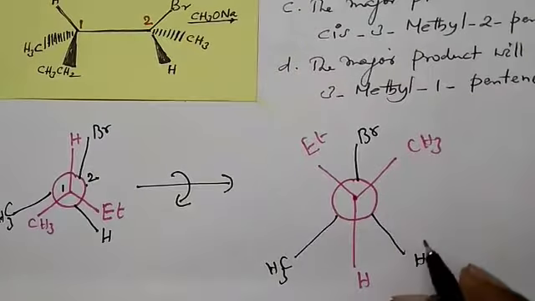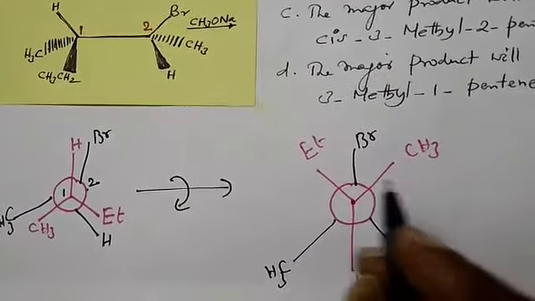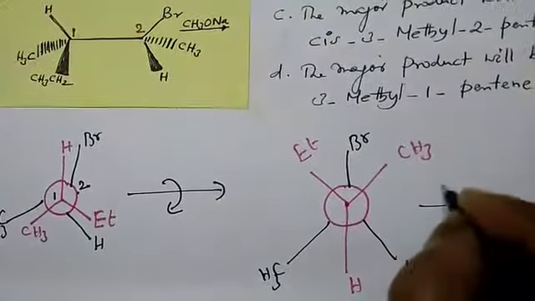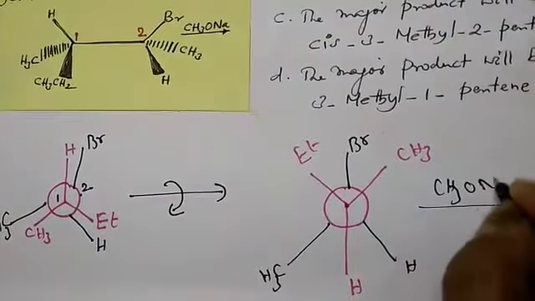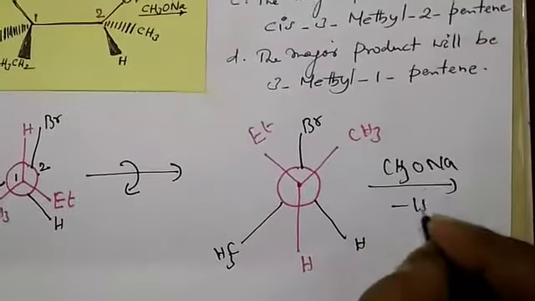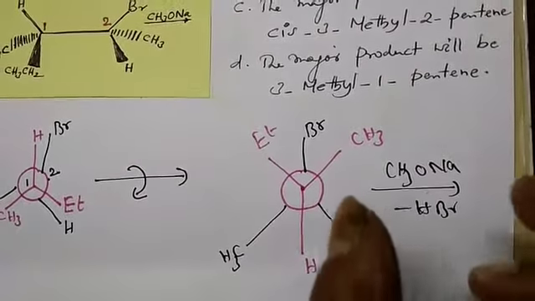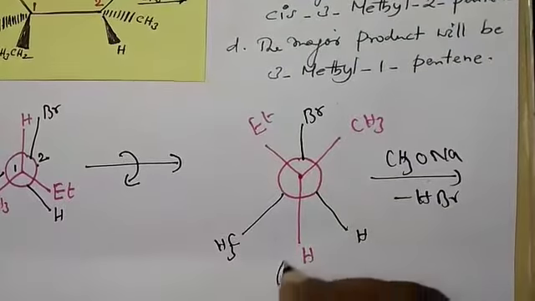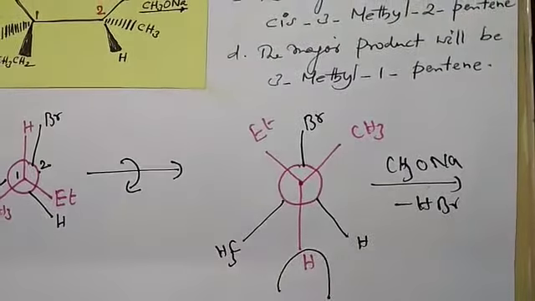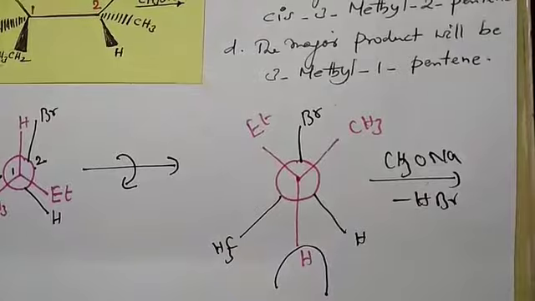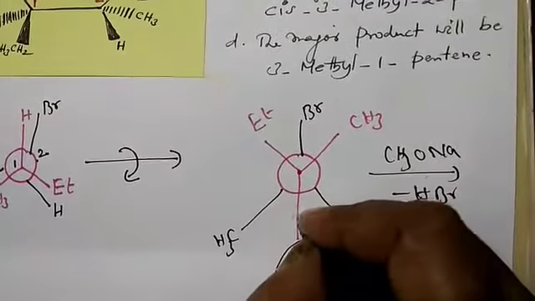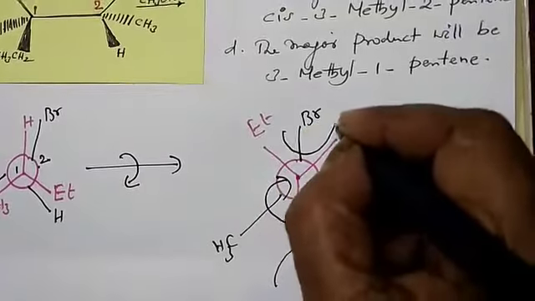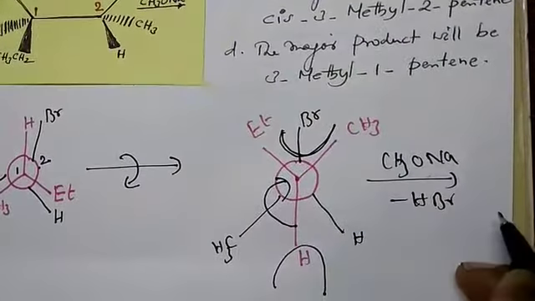From the staggered form, what you have to do with the sodium methoxide is dehydrohalogenation, minus HBr. This is the nature of the reagent. So what is happening here is dehydrohalogenation. Hydrogen is leaving as an H plus ion. So this bond is shifting inside. The Br is leaving along with the bond. So this is happening, minus HBr.